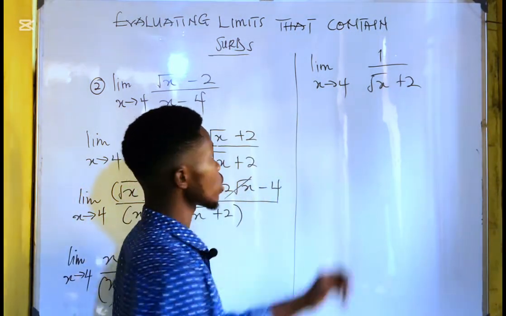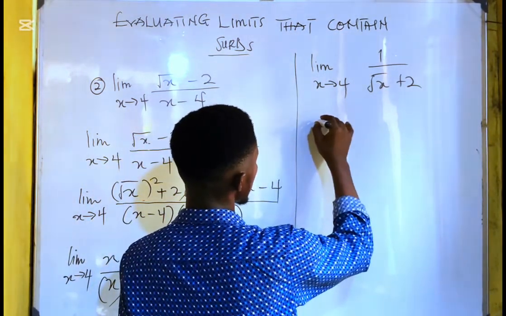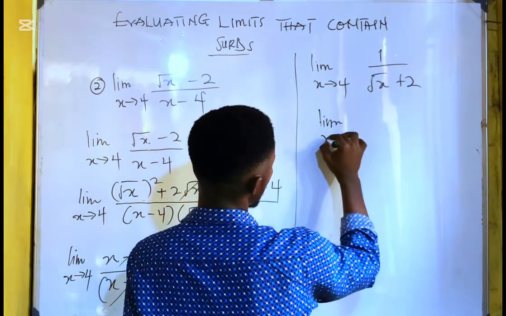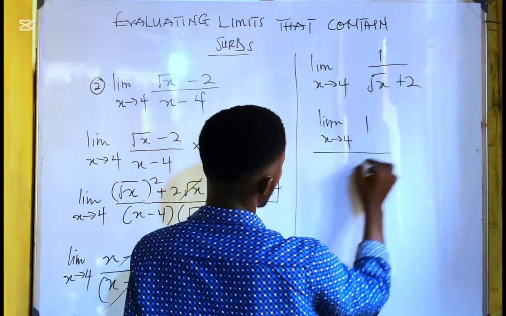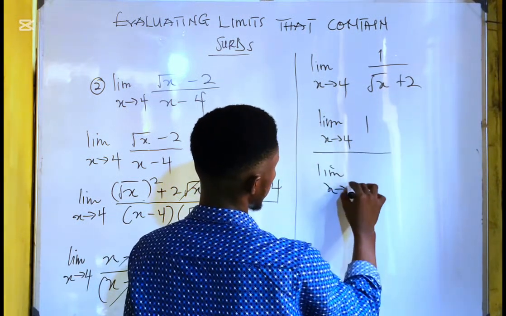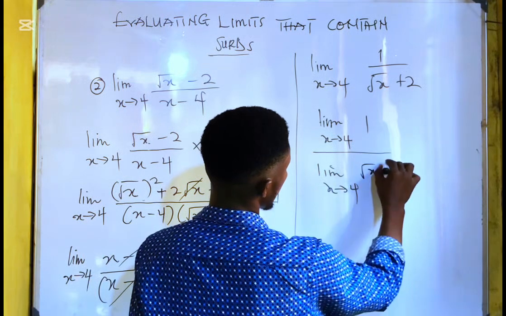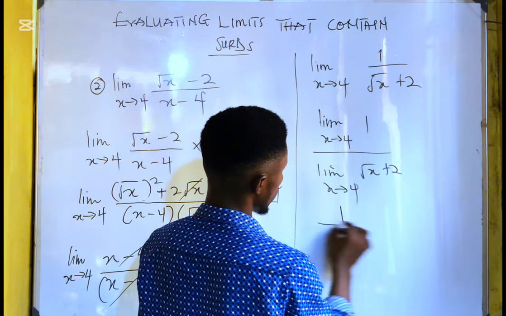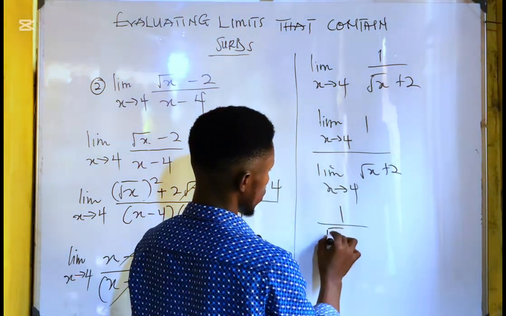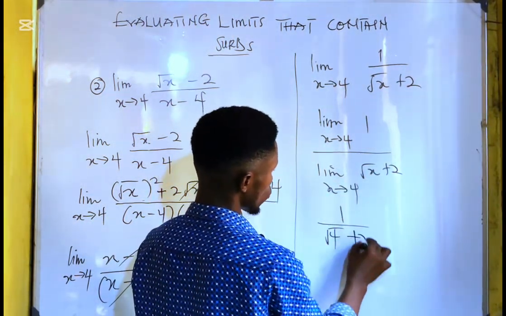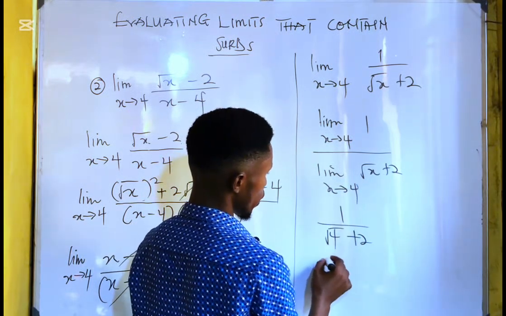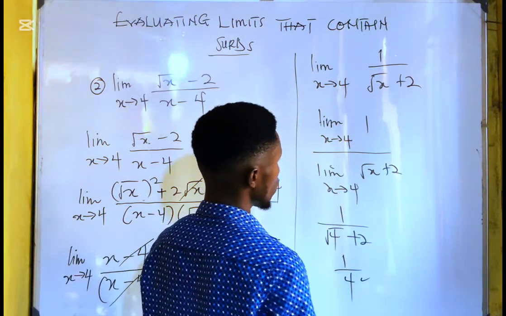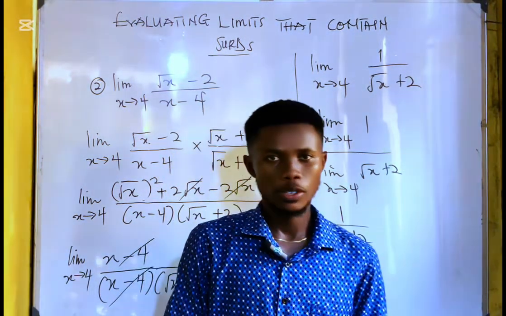So now you do the substitution. Let's apply the limit to this. The limit as x approaches 4 of 1, all divided by the limit as x approaches 4 of square root of x plus 2. The limit of a constant is the same constant. So we have 1 over, if I put square root of 4 here plus 2, because wherever you see x you put the 4 there. You have 1 over, square root of 4 is 2. 2 plus 2 is what? 4. So this becomes your answer. Is that okay? Good.